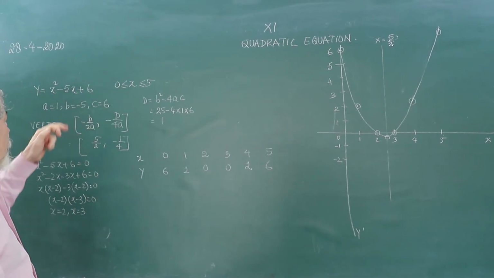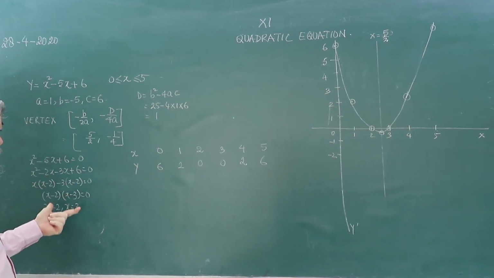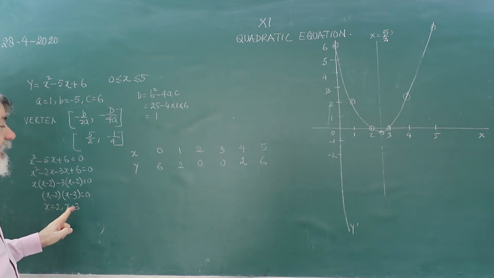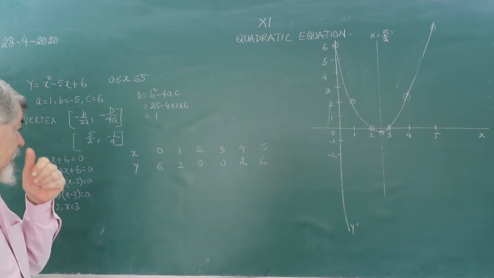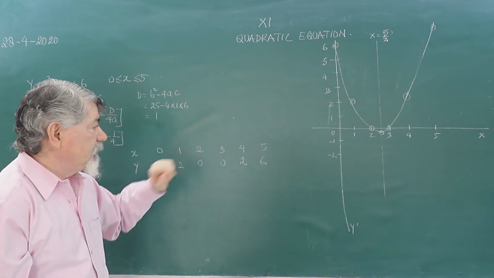Then we calculated the roots of the equation by substituting f(x) is equal to 0, or y is equal to 0, so x square minus 5x plus 6 is equal to 0. We got the value of the roots to be 2 and 3. x came out to be 2 and 3. That means the points will be (2, 0) and (3, 0), like you can see in this table.